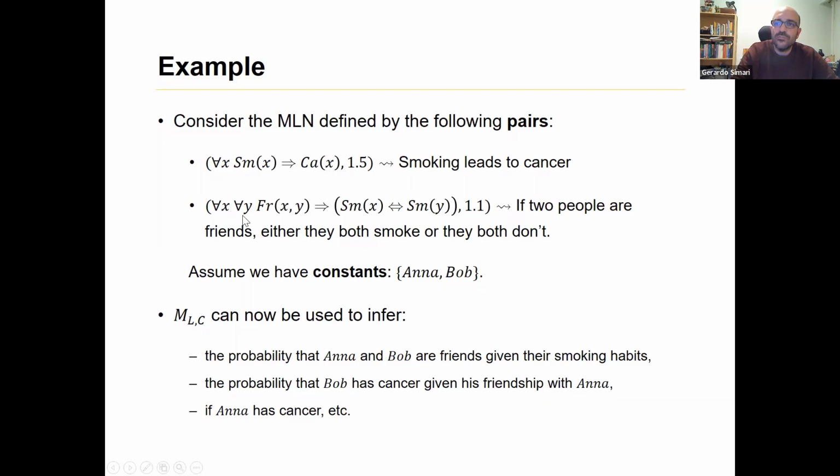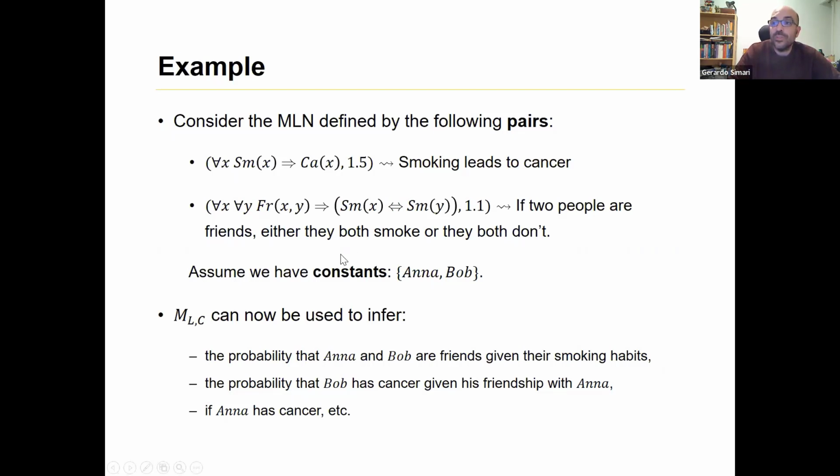It says, for any pair of individuals who are in the friendship relation, so friends x and y, either they both smoke or they both do not smoke. So the smoking status is equivalent. The smoking status of friends is equivalent. Either they both smoke or they both don't. This, of course, does not model reality very closely, but as an example, we can see what would happen.